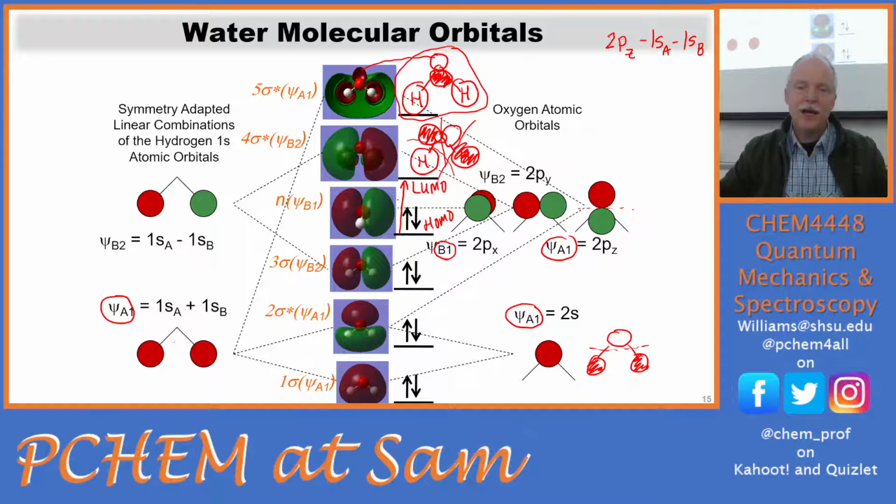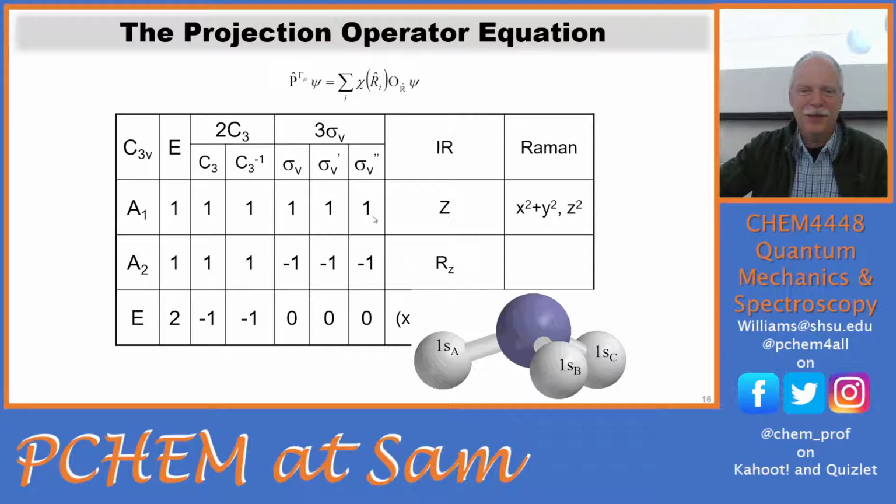And that is if it's allowed. And so you could look in this and go back to the character table and see if a B1 to a B2 is allowed by X, Y, or Z polarized light. And that's definitely something that you should know how to do. We've done that quite a bit.